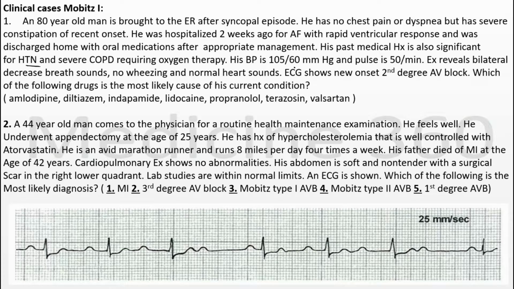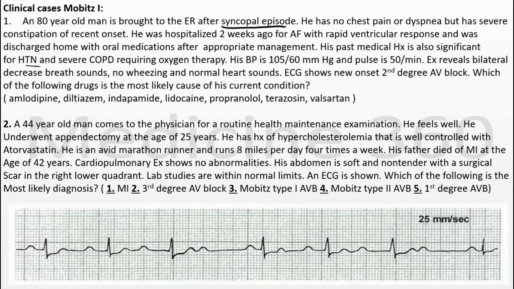His blood pressure is 105 over 60 mmHg and pulse is 50 per minute. Examination reveals bilateral decreased breath sounds, no wheezing and normal heart sounds. ECG shows new onset second degree AV block. Which of the following drugs is the most likely cause of his current condition? Now the patient presents to us with syncopal episodes.